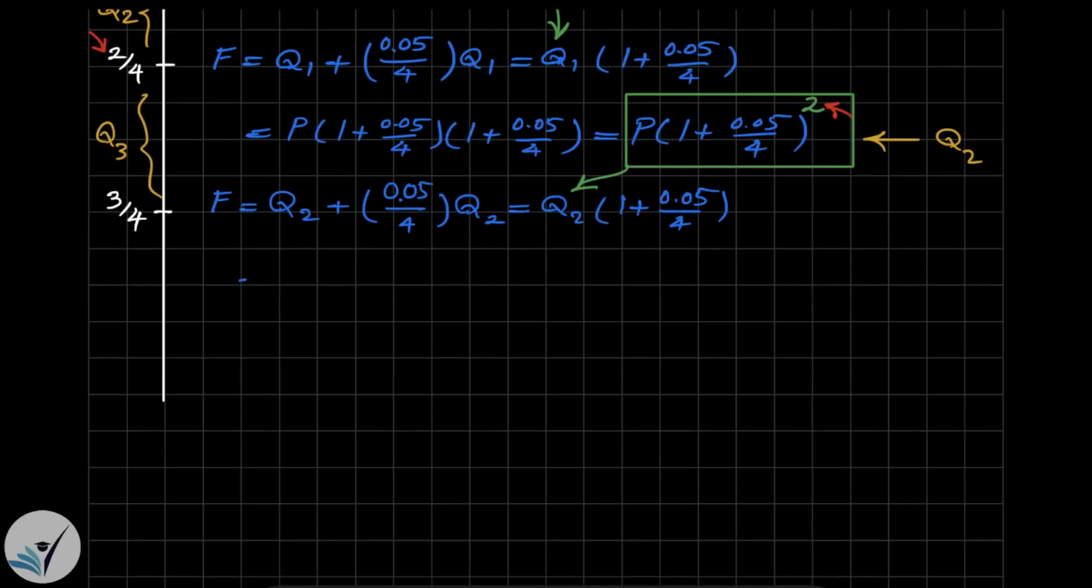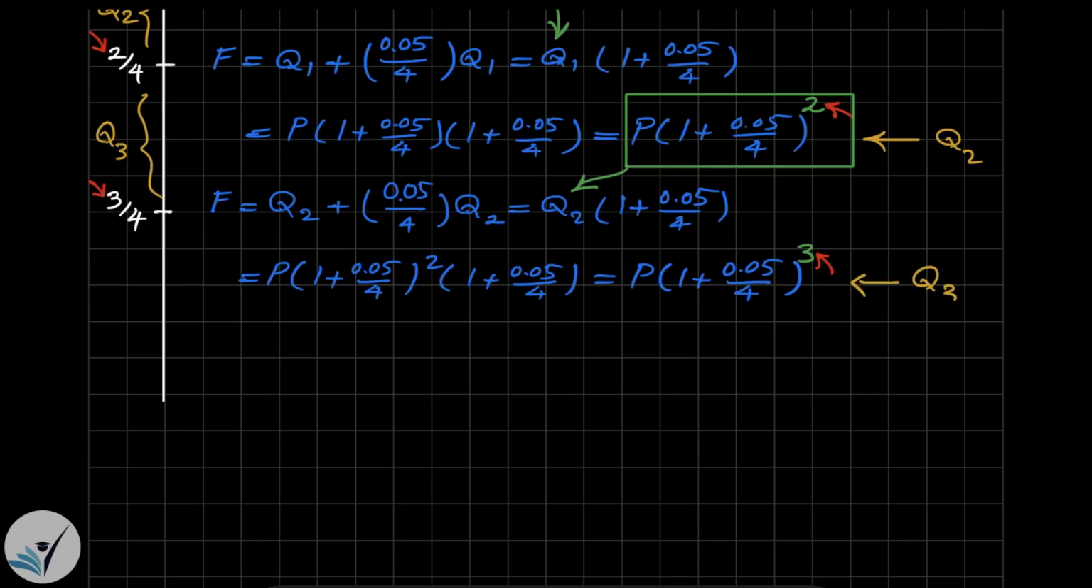So if we replace Q2, we would get P times 1 plus 0.05 divided by 4 to the second times 1 plus 0.05 divided by 4. We can combine these two parentheses. We would get P times 1 plus 0.05 divided by 4 to the third. Again, we're seeing a pattern here. We're at the end of the third quarter, and we have a power of 3 here. And this is the balance in the account after the third quarter.